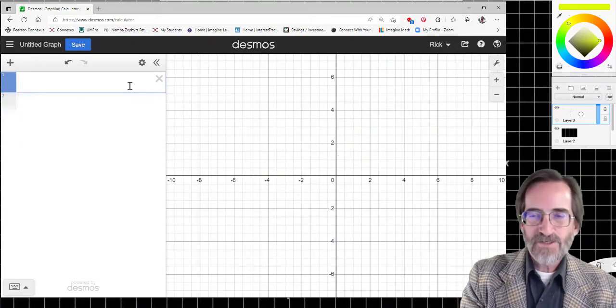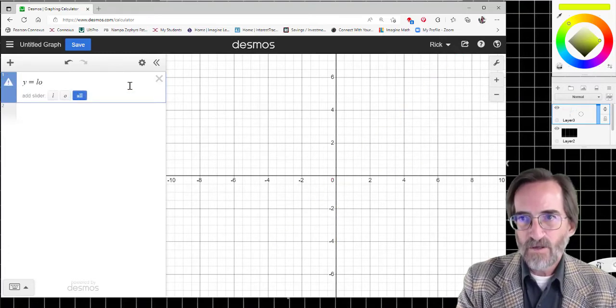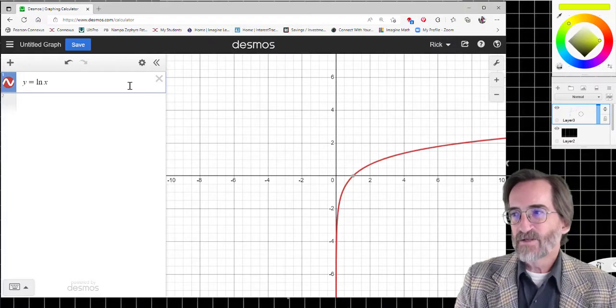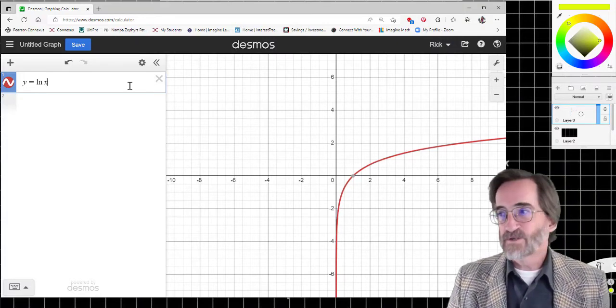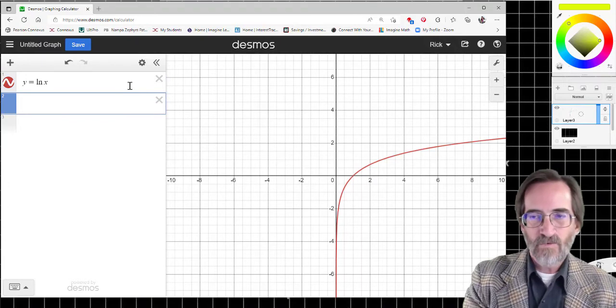So let's say I've got y equals log base 2. Actually, I'm going to do the natural log, and the natural log is log base e of x. And we're just going to modify that. e is the base 2.718282. Notice it still goes through 1. It's a little steeper than log base 2, right?